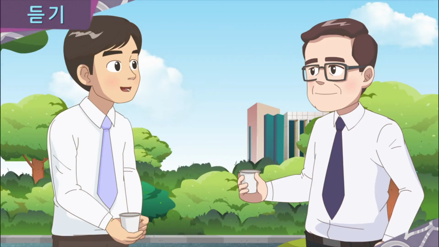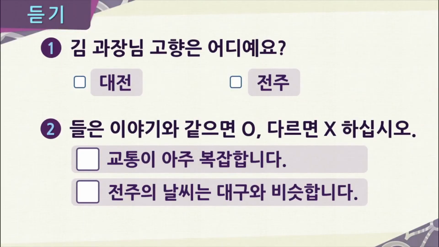김 과장님은 고향이 어디예요? 전주예요. 교통도 복잡하지 않고 살기가 좋아요. 요즘 전주 날씨는 어때요? 대전 날씨와 비슷해요. 아주 더워요. Were you able to understand the conversation?